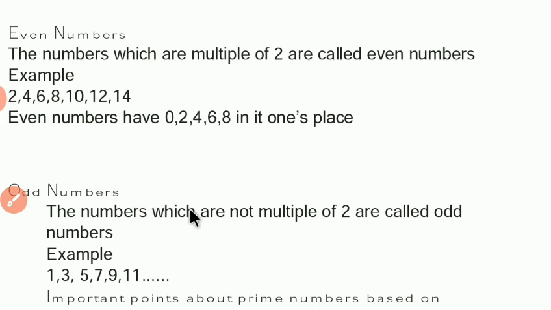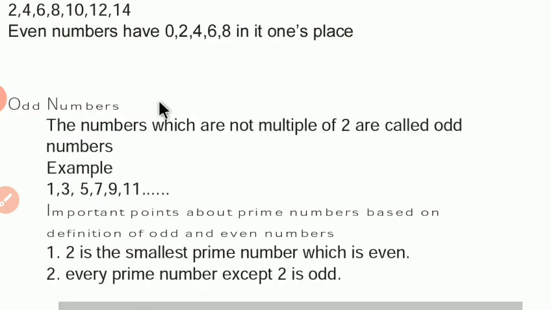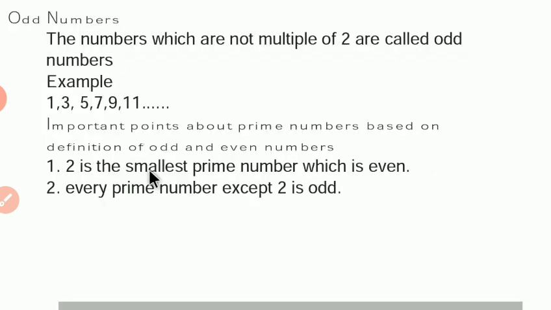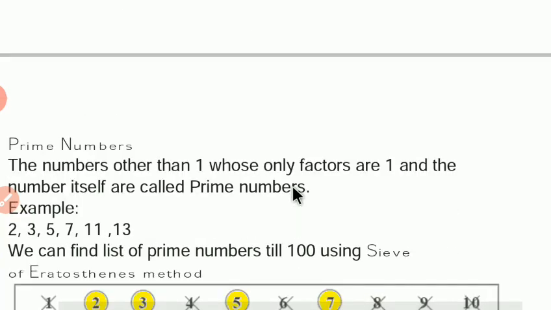By that only we can see whether it is an even number or not. Then odd numbers. The numbers which are not multiples of 2 are called odd numbers, or you can say the numbers which are not even are odd numbers. So 1, 3, 5, 7, 9, 11, 13, and it also goes on. And the important points about prime numbers are that 2 is the smallest prime number which is even, and every prime number except 2 is odd.